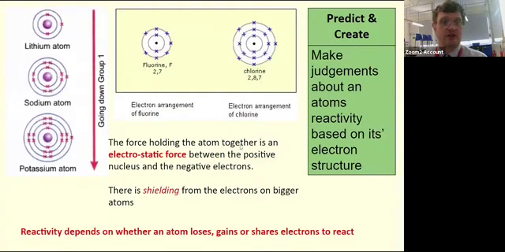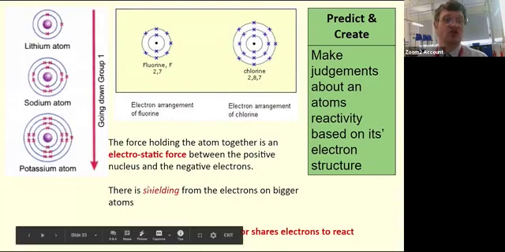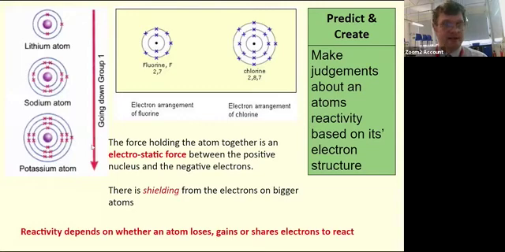The force holding the atom together, holding this electron in, is an electrostatic force, and as you go further out, that force gets weaker. There are also more electrons as you go into these bigger and bigger atoms, which are providing electron shielding. So that explains that pattern, why if you go down group one, you get more reactive.